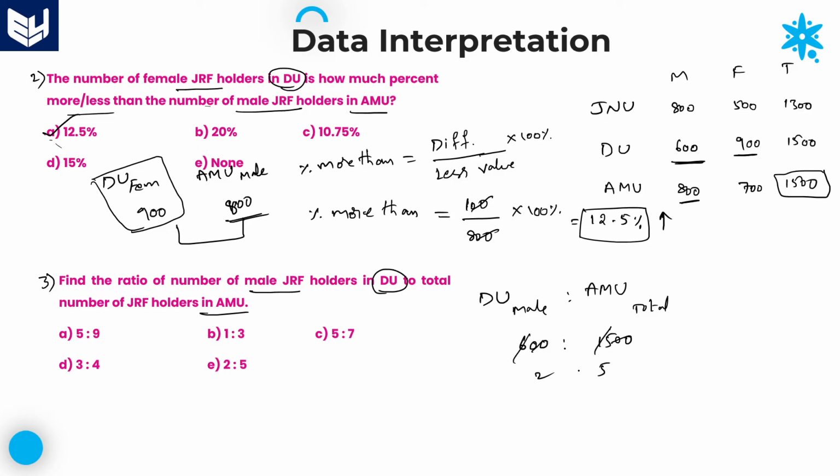Therefore, the required ratio of the number of JRF holders in the university DU and the total number of JRF holders in the university AMU is 2 is to 5. 2 is to 5 is the required answer. That is option E. Option E is the right answer for this question.